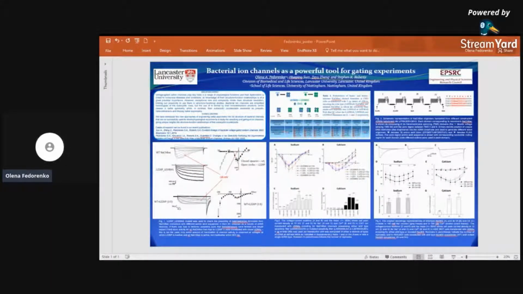The current work is an important step in overcoming limitations in the usage of bacterial ion channels to gain unique insight into the structure-function relationship. Thank you.